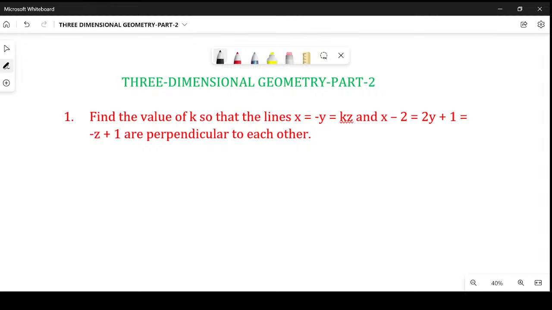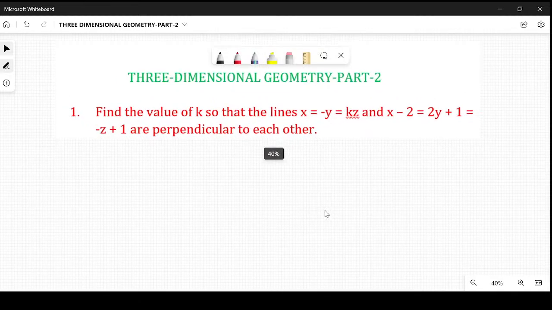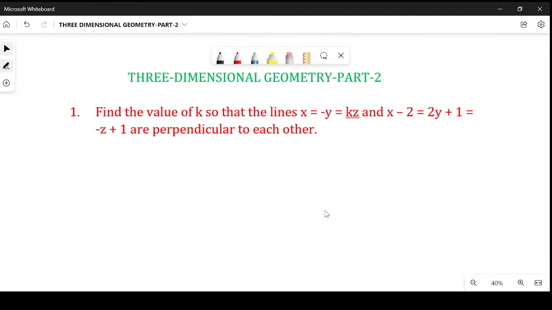Find the value of k so that the lines x = -y = kz and x - 2 = 2y + 1 = -z + 1 are perpendicular to each other. Given that the lines are perpendicular to each other, find the value of k.